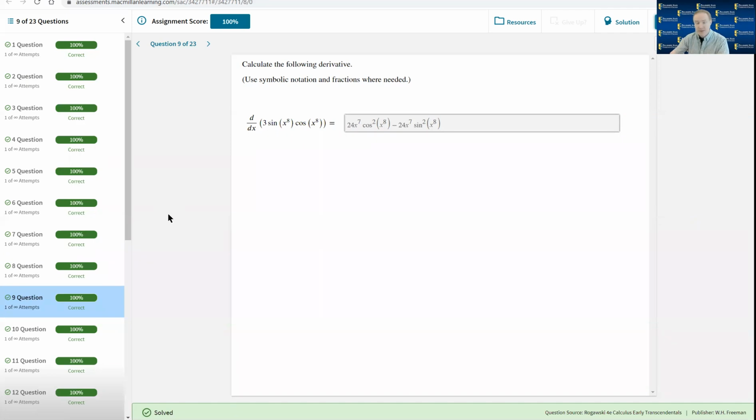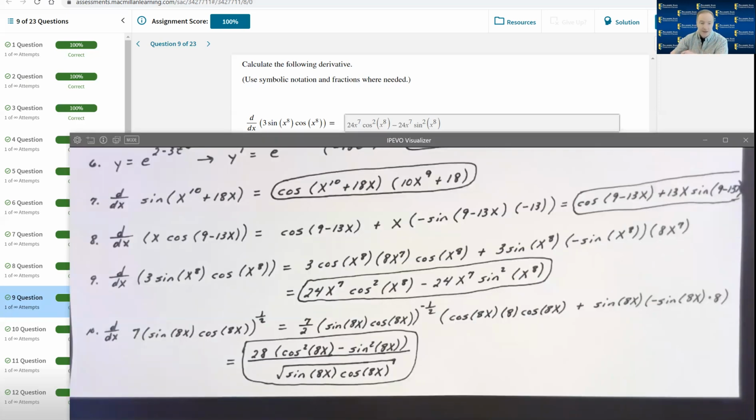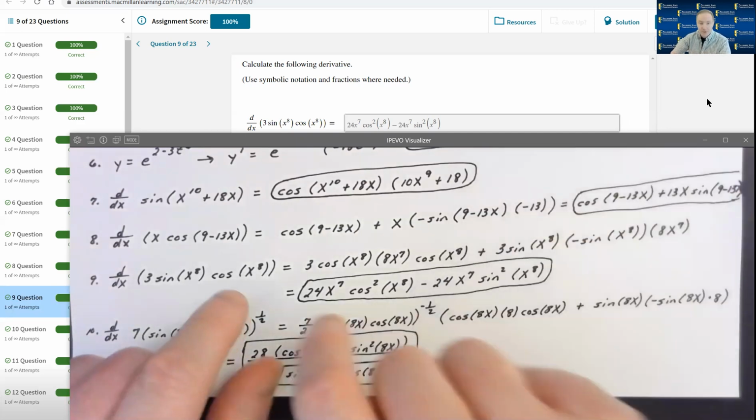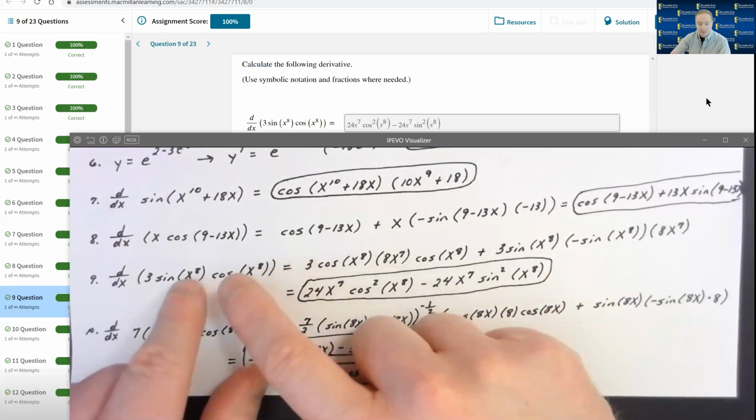For my next one here, it's giving me 3 sine of x to the 8th times the cosine of x to the 8th. So it's just like the last problem, this one's going to require the product rule because it's a differentiable function, 3 sine of x to the 8th, times another differentiable function, the cosine of x to the 8th. And both of them have a function as the angle that has a further derivative. So chain rule within both parts of this product rule.